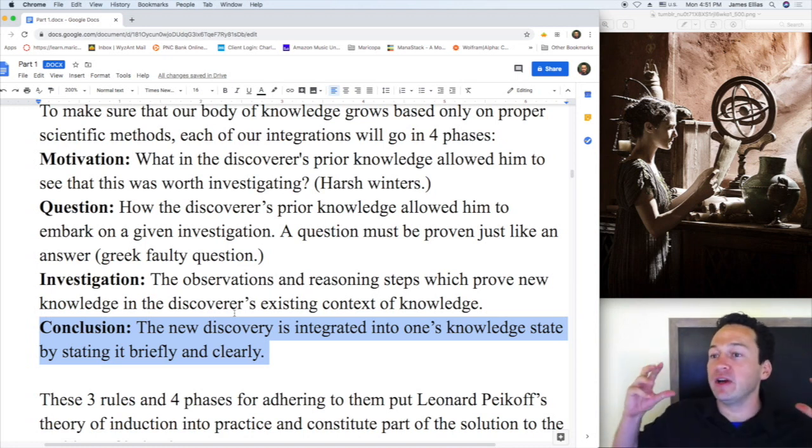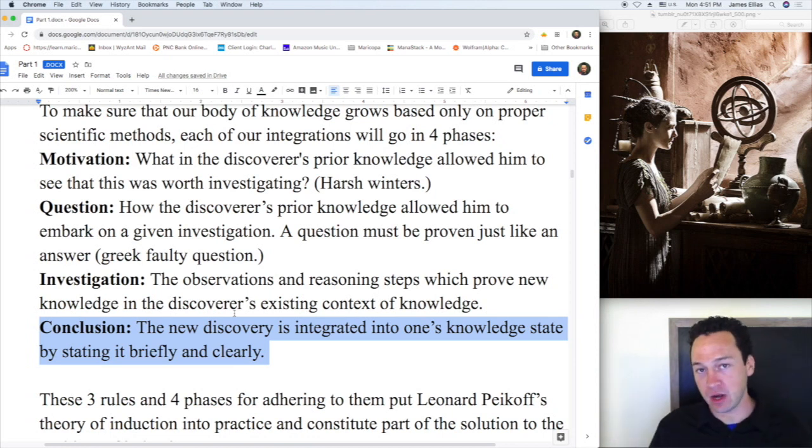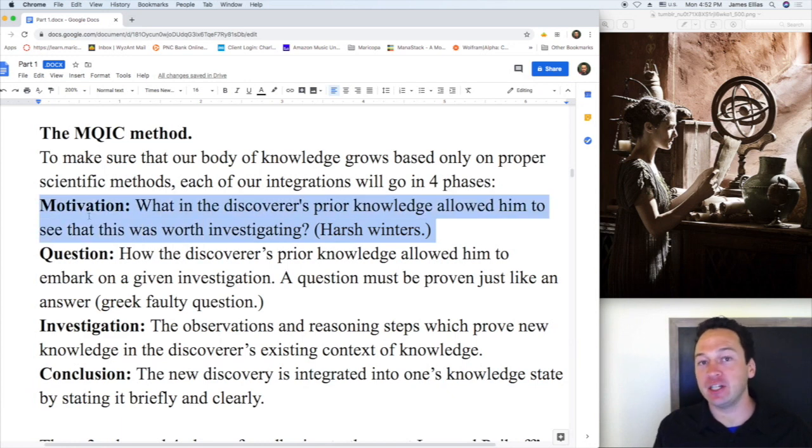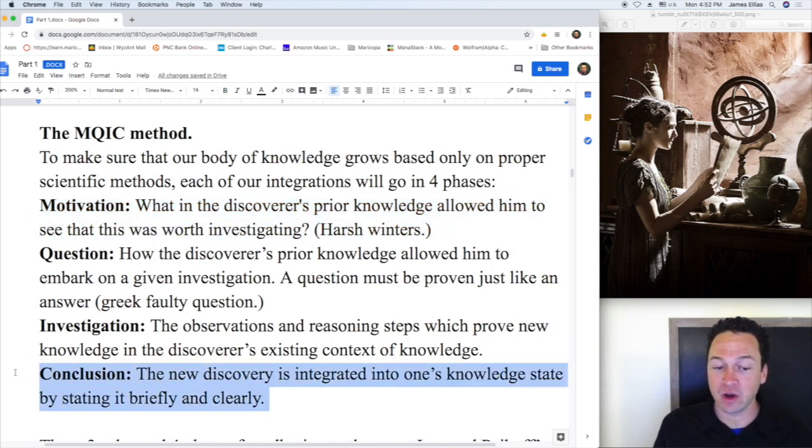It's connected with the other things that you know. It's integrated into your knowledge state by stating it briefly and clearly. That's very important, to state it briefly at the end. And so the way I've done this is that each integration will reach a conclusion once the object of the motivation is satisfied. Once we have achieved what we originally set out to gain in the motivation, that is when we will consolidate our findings into a brief conclusion.